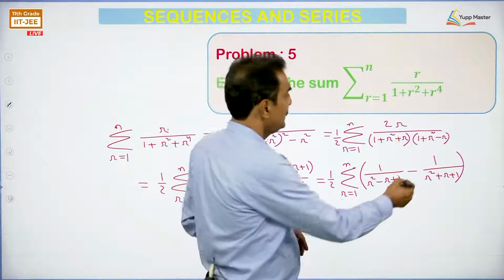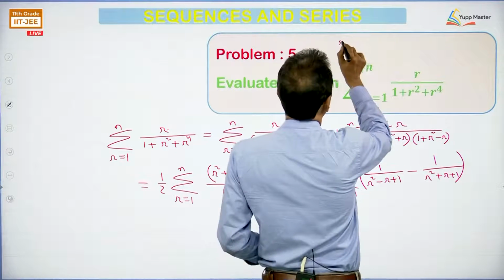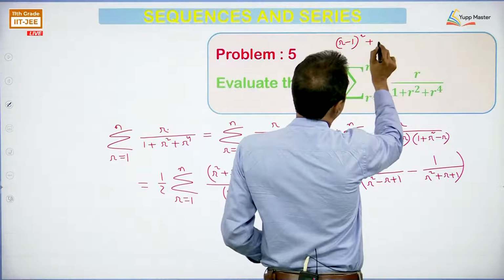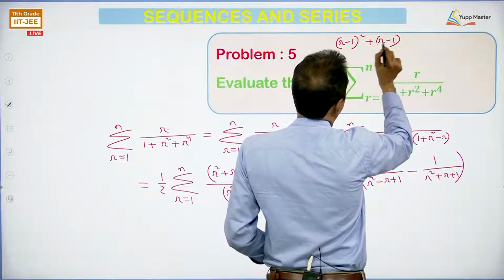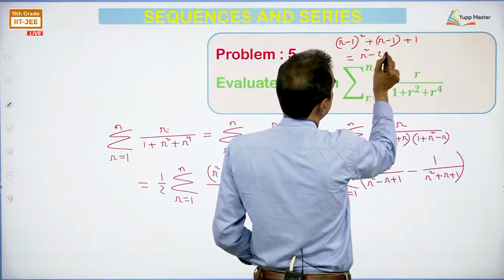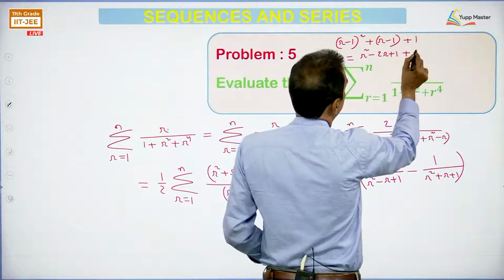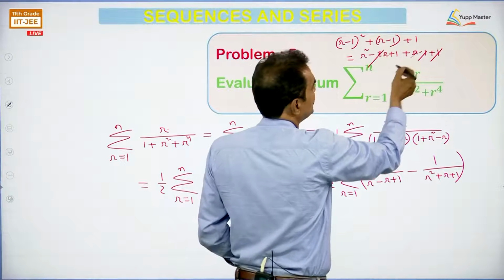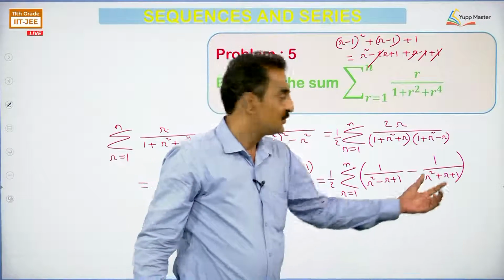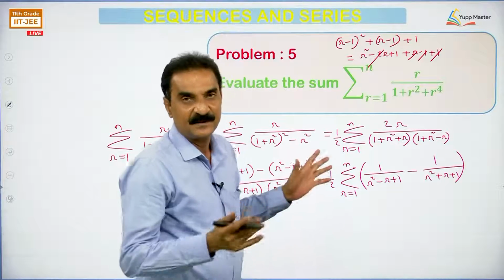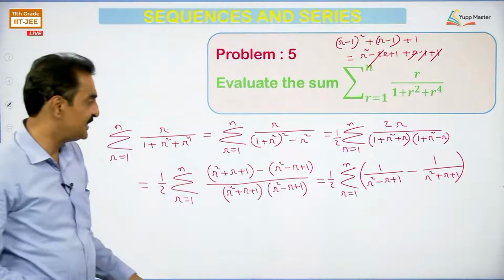Let us check. If you replace r by r minus 1, r minus 1 whole square plus r minus 1 plus 1, you are getting r square minus 2r plus 1 plus r minus 1 plus 1, 1 cancels, r cancels, it is nothing but this. So, if this is u_r minus 1, it is perfect. Now, we get the telescoping series.